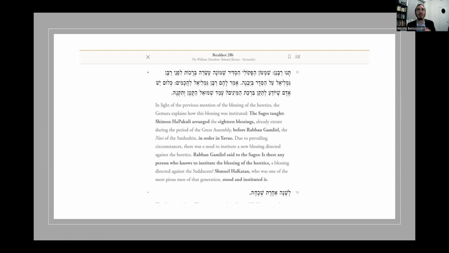Amar lahem Rabban Gamliel, chachamim, hachi yesh adam she'yitkon birchas haminim? Amar Shmuel HaKatan, ani atkinenah. The rest of it is the story of birchas haminim. Rabbi Gamliel asked somebody to fix the birchas haminim. What does this tell us? This Braisa here tells us that Rabbi Gamliel at Yavne created a huge institution.